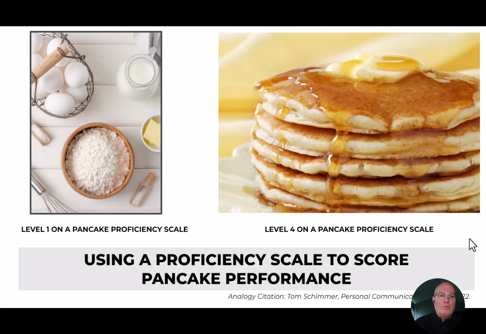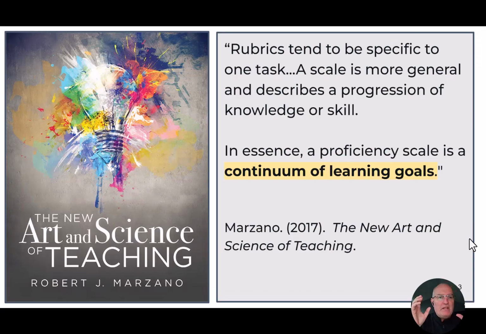Level 1 on a rubric for a pancake is you successfully made a pancake even if it's something that nobody wants to eat. Level 1 on a proficiency scale is you got to gather the materials. The difference is we're trying to describe on a proficiency scale the steps that someone takes in order to move forward towards mastery. Think of it as a continuum of learning.